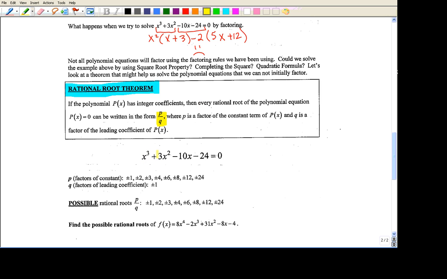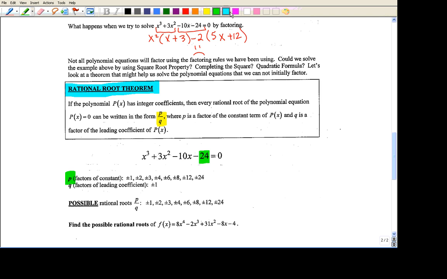For example, x cubed plus 3x squared minus 10x minus 24. So what we're looking for are the values of p and q, and p is the factor of the constant term of p of x, so the constant term. So for this first part here, the values for p will come from this last term here, this 24.